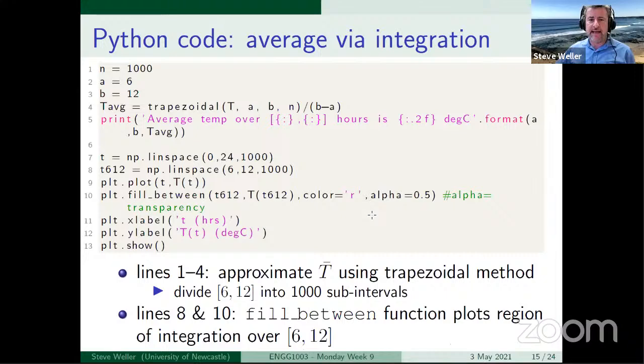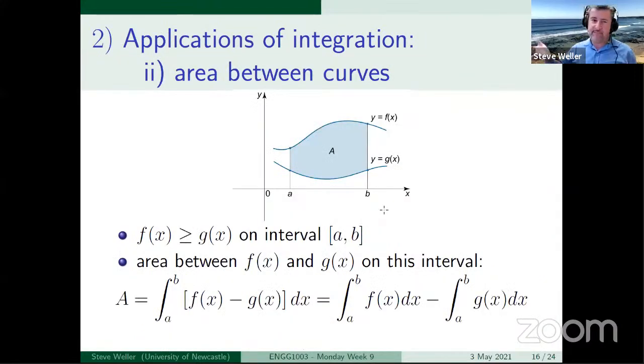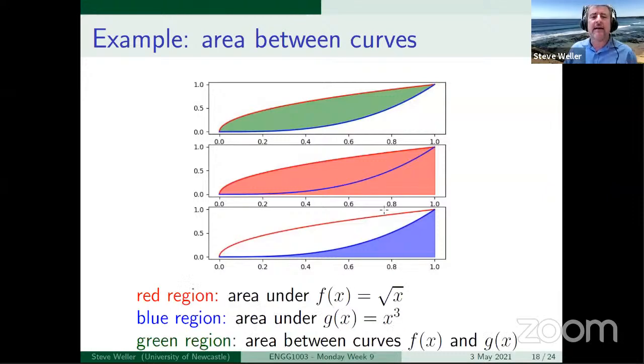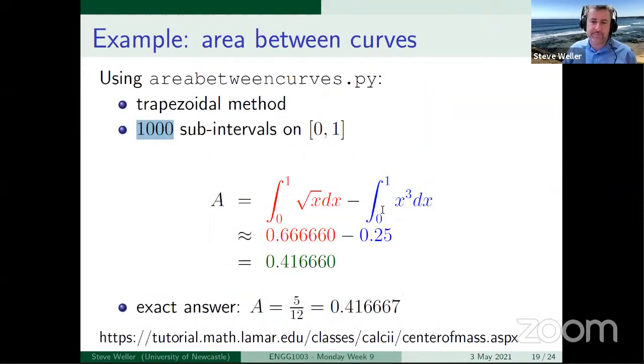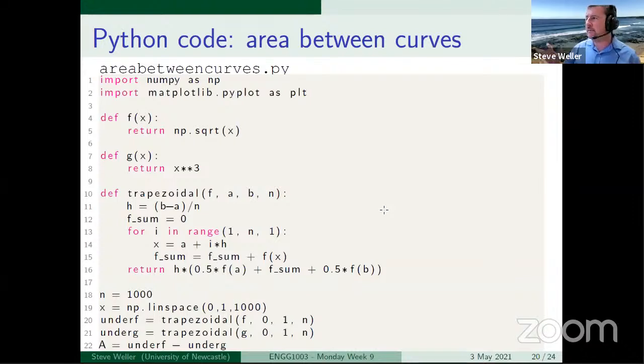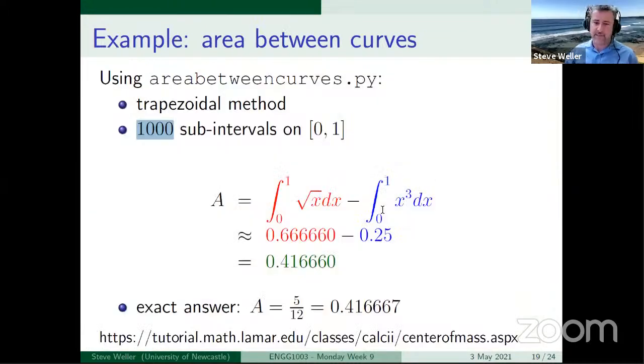So we've seen how to compute the area between curves in mathematics. We've seen it visually. We know the numbers for this particular example. I'm going to present some Python code now for you that computes these numbers, and we'll have a live experiment with a couple of the parameters and see what the impact is.